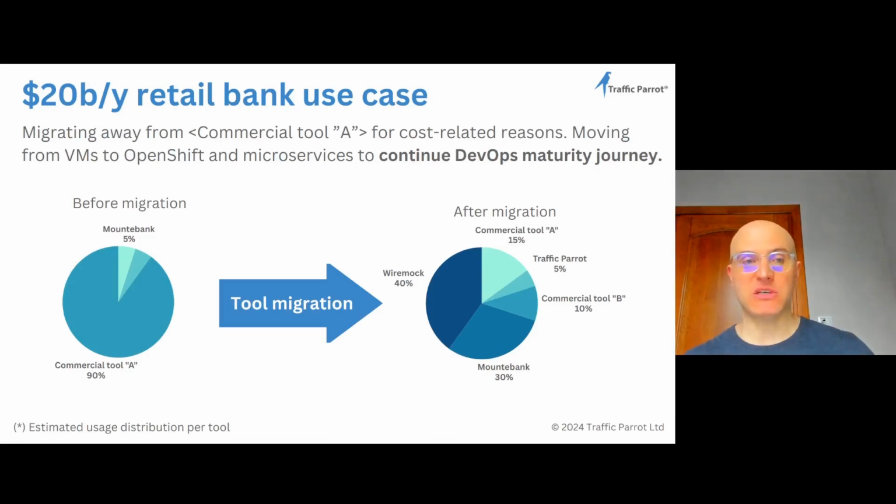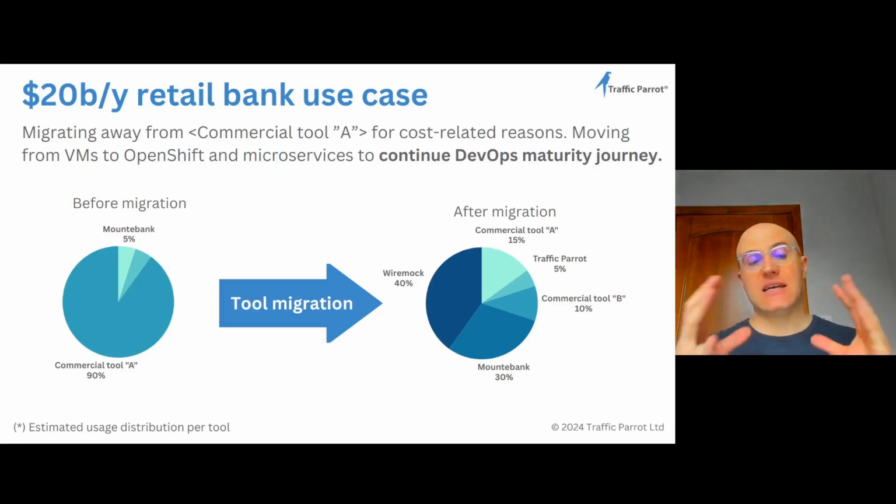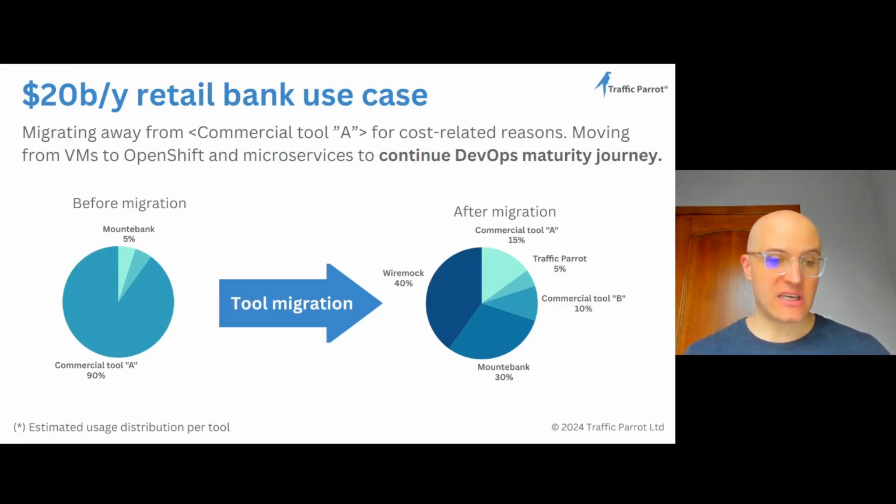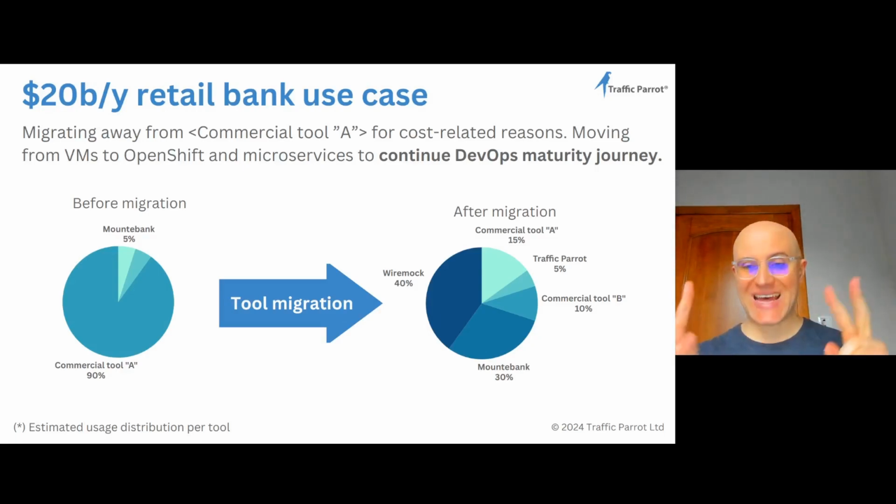They started with service virtualization using a couple of open source tools like Mountebank, and they had the majority of the use cases covered by a commercial tool. And they've migrated to mostly open source, to WireMock and Mountebank. Some teams still remained on the commercial tool, some teams migrated to a different commercial tool, and some of them migrated to Traffic Pirate, specifically the ones that were after microservices, ephemeral containers, and OpenShift use cases.